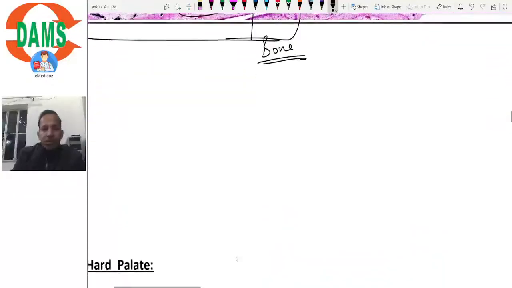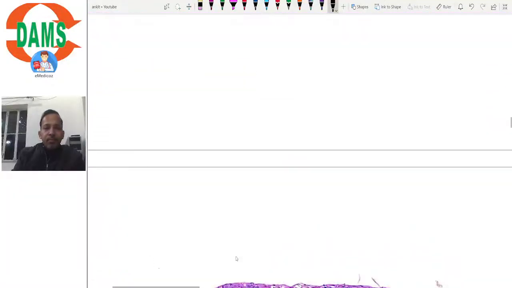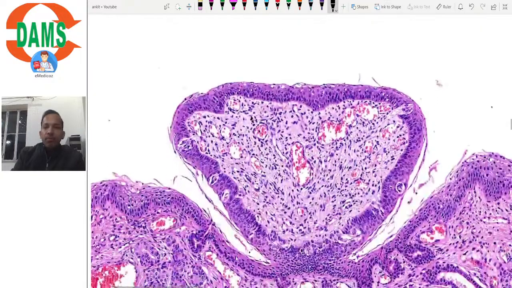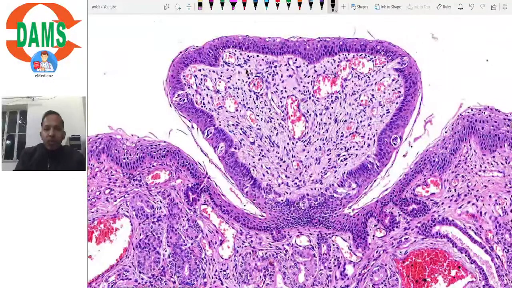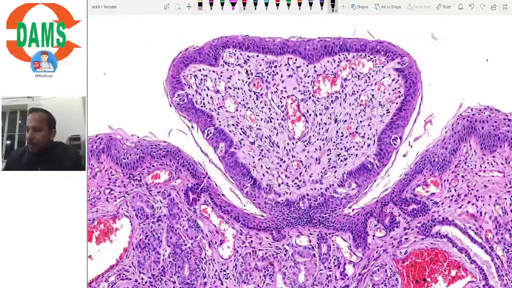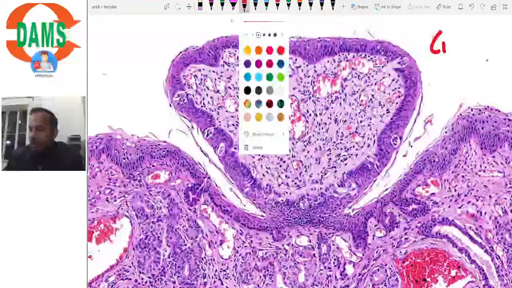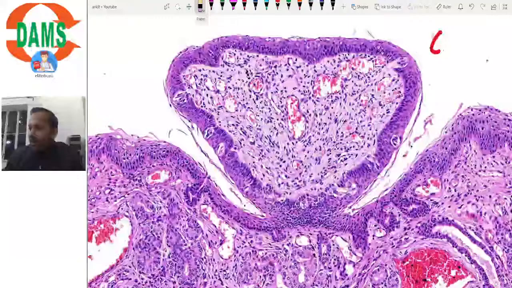So let's go to the next diagram. We have another diagram from the oral mucosa. This is of the lip and tongue. And what do you see here? This is the histological section of a circumvallate papilla.